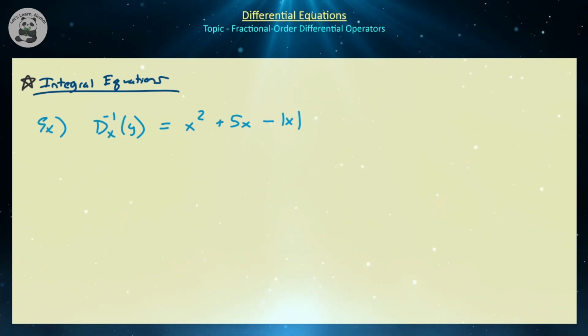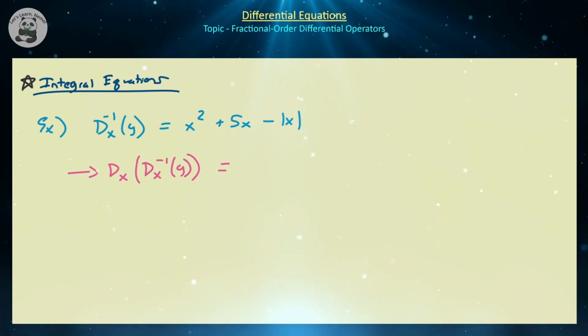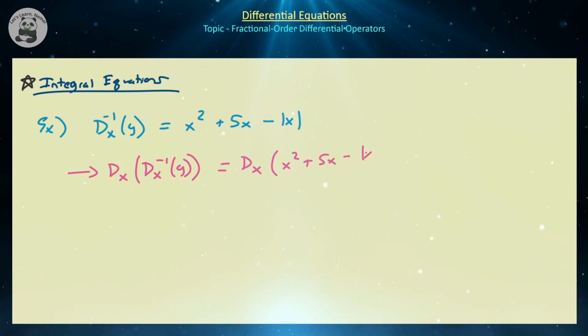So what is the inverse of the inverse operator of y? Well, that's obviously going to be the differential operator. So if we want to solve for y, then what we're going to do is just apply d/dx to both sides of this equation. So we'll have d/dx of the inverse d/dx of y will be equal to d/dx of x squared plus 5x minus the absolute value of x. And obviously x cannot be equal to 0 here because the absolute value of x is not differentiable there.